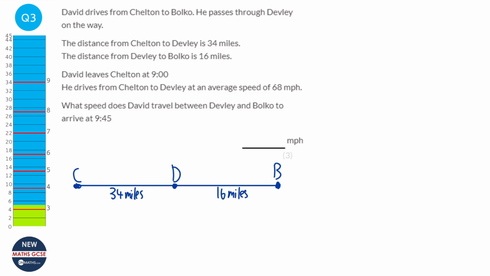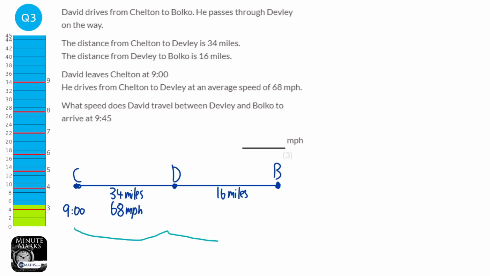David leaves Chelton at 9 o'clock. He drives from Chelton to Devley at an average speed of 68 miles per hour. And what speed does David travel between Devley and Bolko to arrive at 9:45? So the whole duration of this, the whole thing needs to be 45 minutes, or 0.75 hours, and the entire distance is 34 plus 16, so that would be 50 miles.